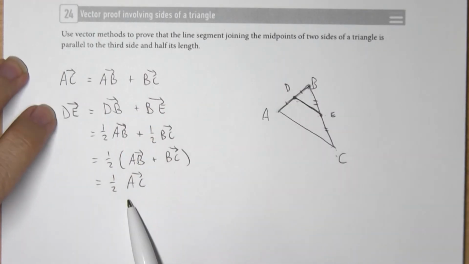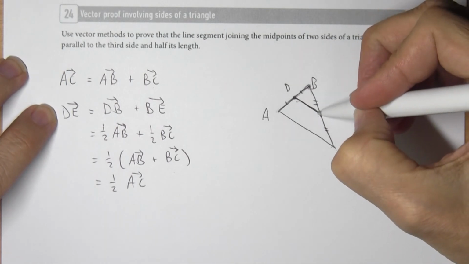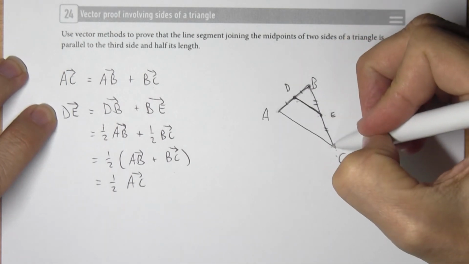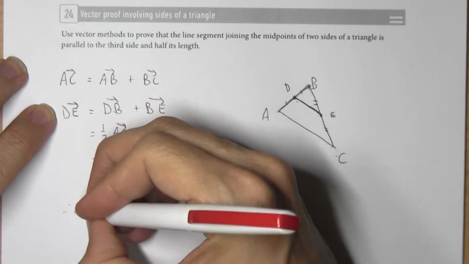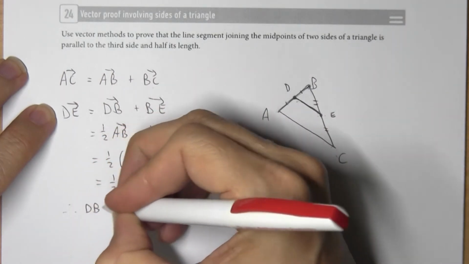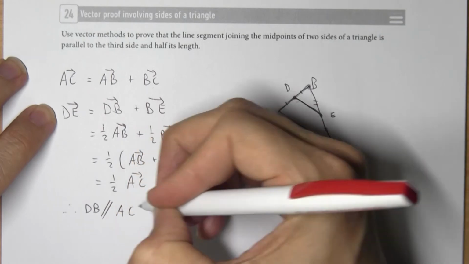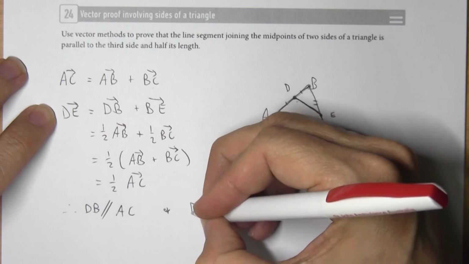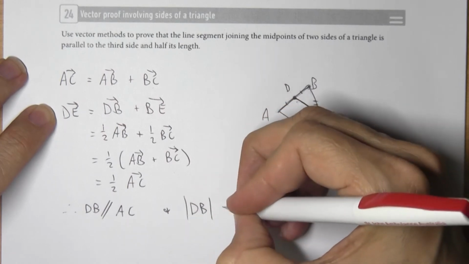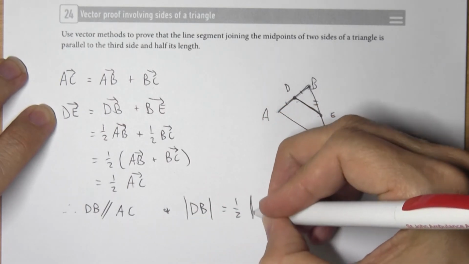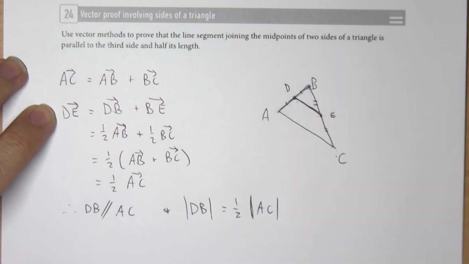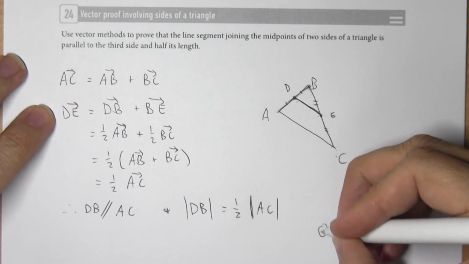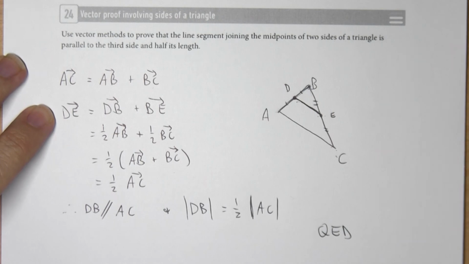So, with one statement that DE the vector is half of AC the vector, that means that DE is parallel to AC, and it means that the length of DE is equal to half the length of AC. And I've proven what I need to prove. And you know, because I know you probably like doing so, you can then go QED because I've proven what I need to.